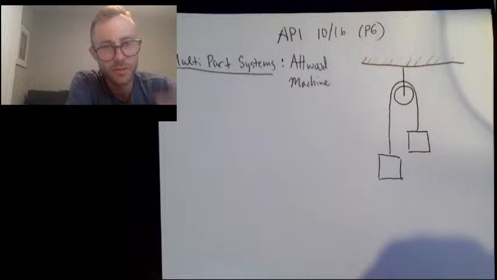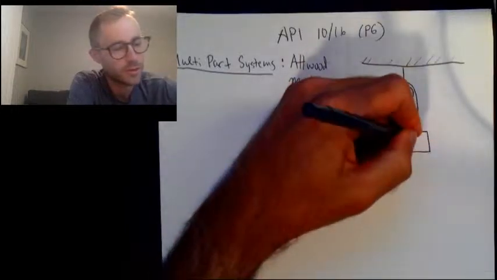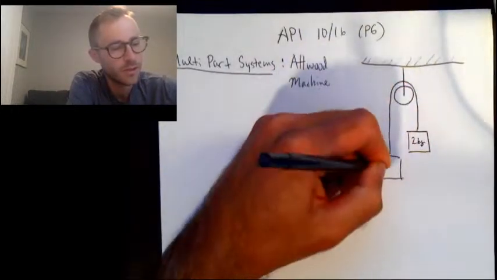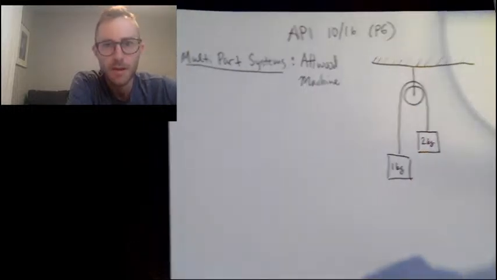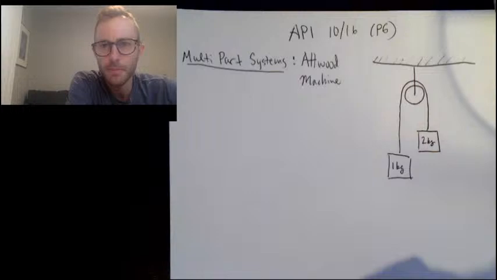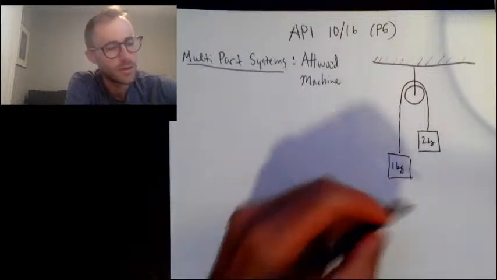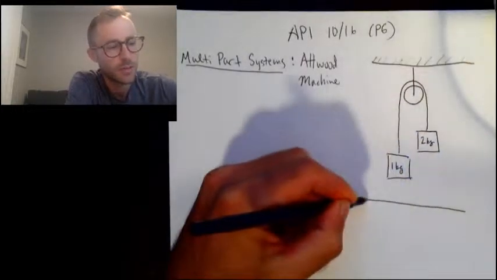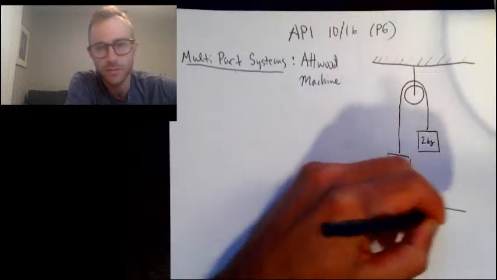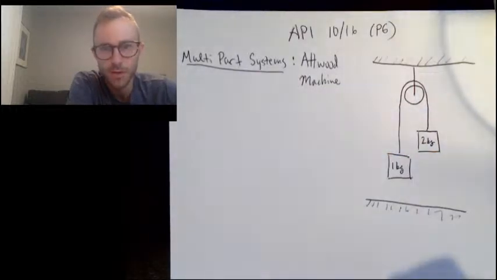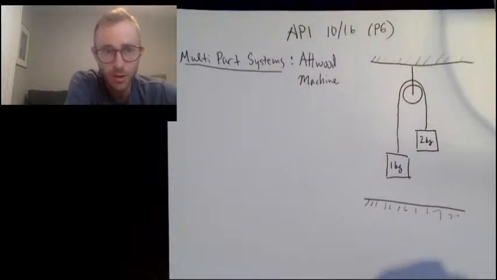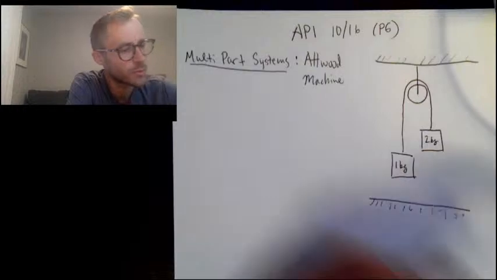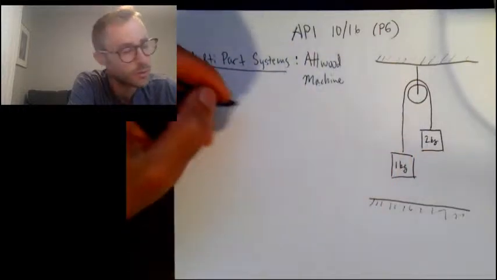And we're just going to say for this problem that this is a 2 kilogram mass and a 1 kilogram mass. And then maybe there's a floor down here, but the masses are not touching the floor. Now, there are a couple of things I need to talk about before we solve this problem. The first one is to talk about ropes a little bit.